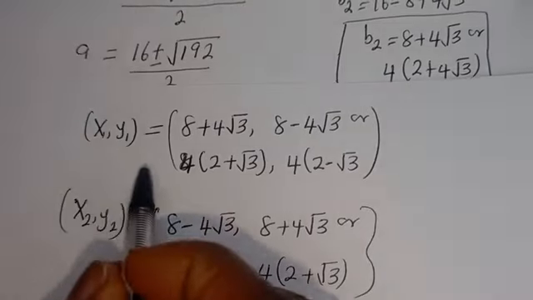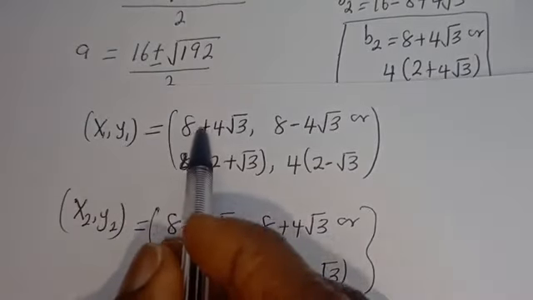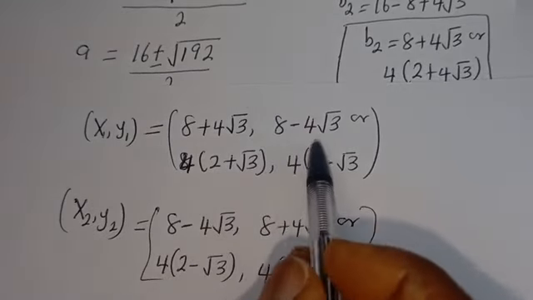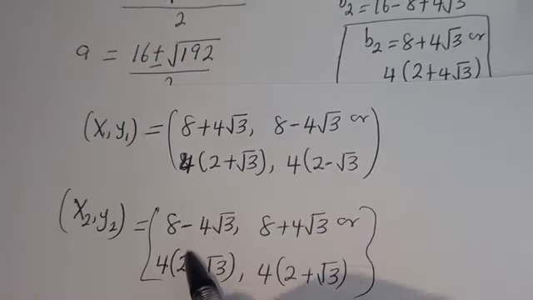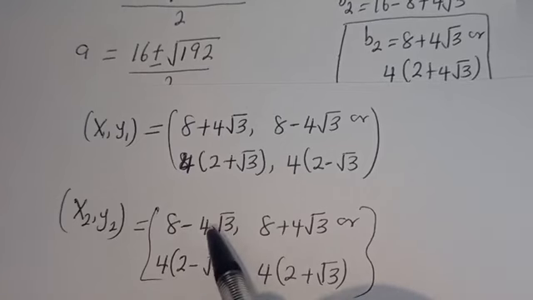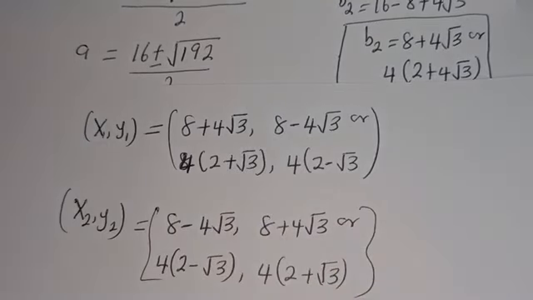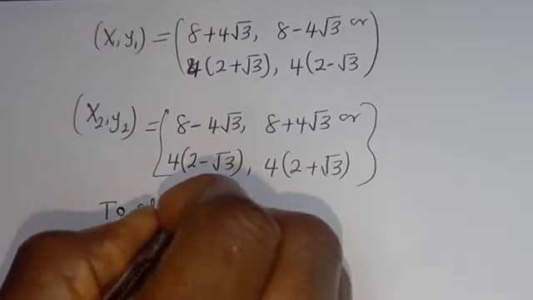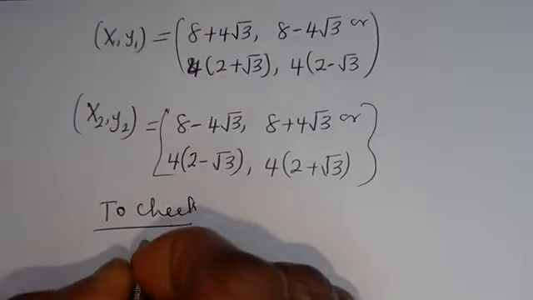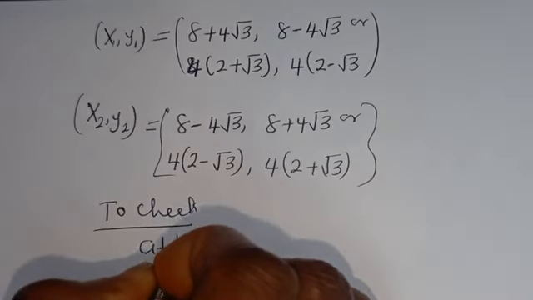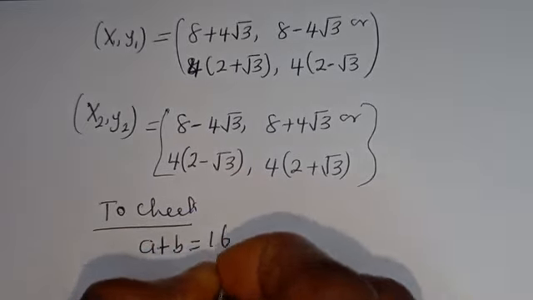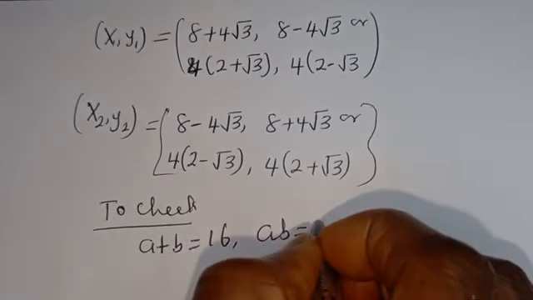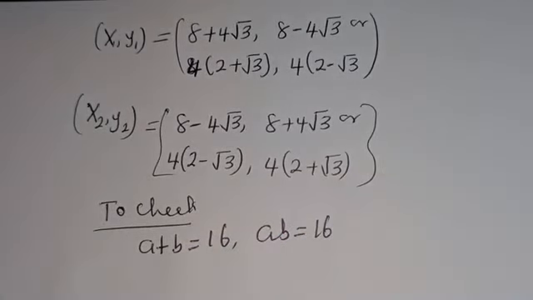You can see that from this solution, the value of A1 here is equal to the value of B2 here, and the value of B1 here is equal to the value of A2 here. We can check to confirm if this answer is right or wrong. Let's check. To check, we have the given equations: A plus B is equal to 16. AB is equal to 16.